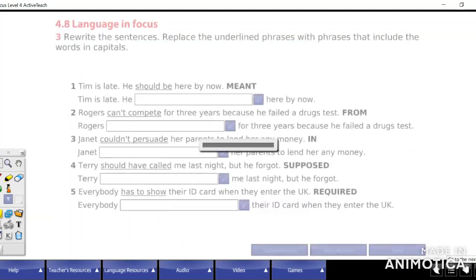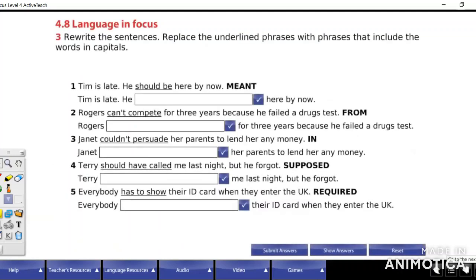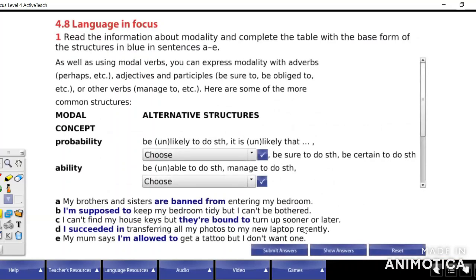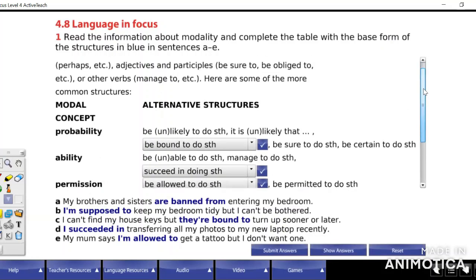Next exercise is 3. Rewrite the sentences. Now, what do you have to do with this one? Well, we just had a look at those, and we have to rewrite them. Instead of should be, we need a structure where you're going to use meant. So what you do is you go back to the previous exercise. You're going to have a look at where you find meant, and I'm going to scroll for it.